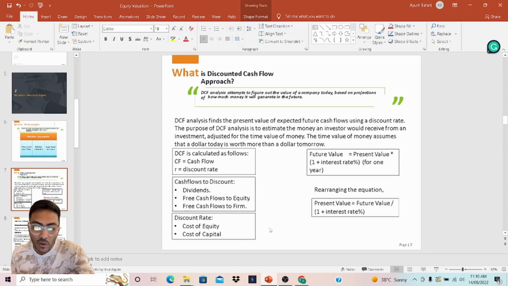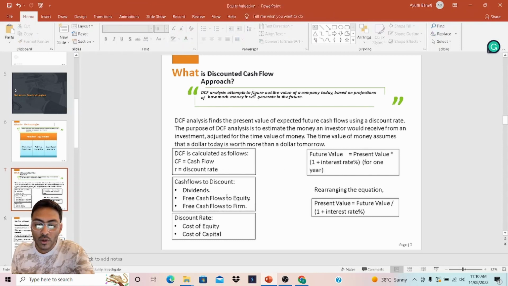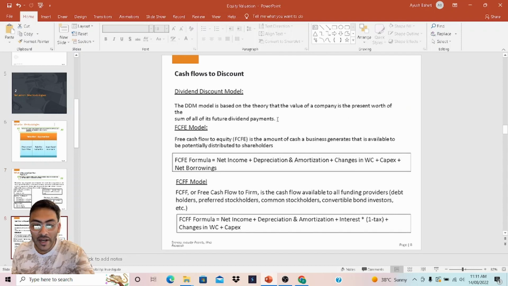Now, in terms of discount rate, you have cost of equity and cost of capital. When you use free cash flow to equity, you arrive at the equity value of the firm. Whereas when you use the free cash flow to firm, you arrive at the value of the firm. When you're valuing the firm, you will use the cost of capital. When you're valuing the equity, you will use the cost of equity. Okay, let's move ahead and build the understanding further.